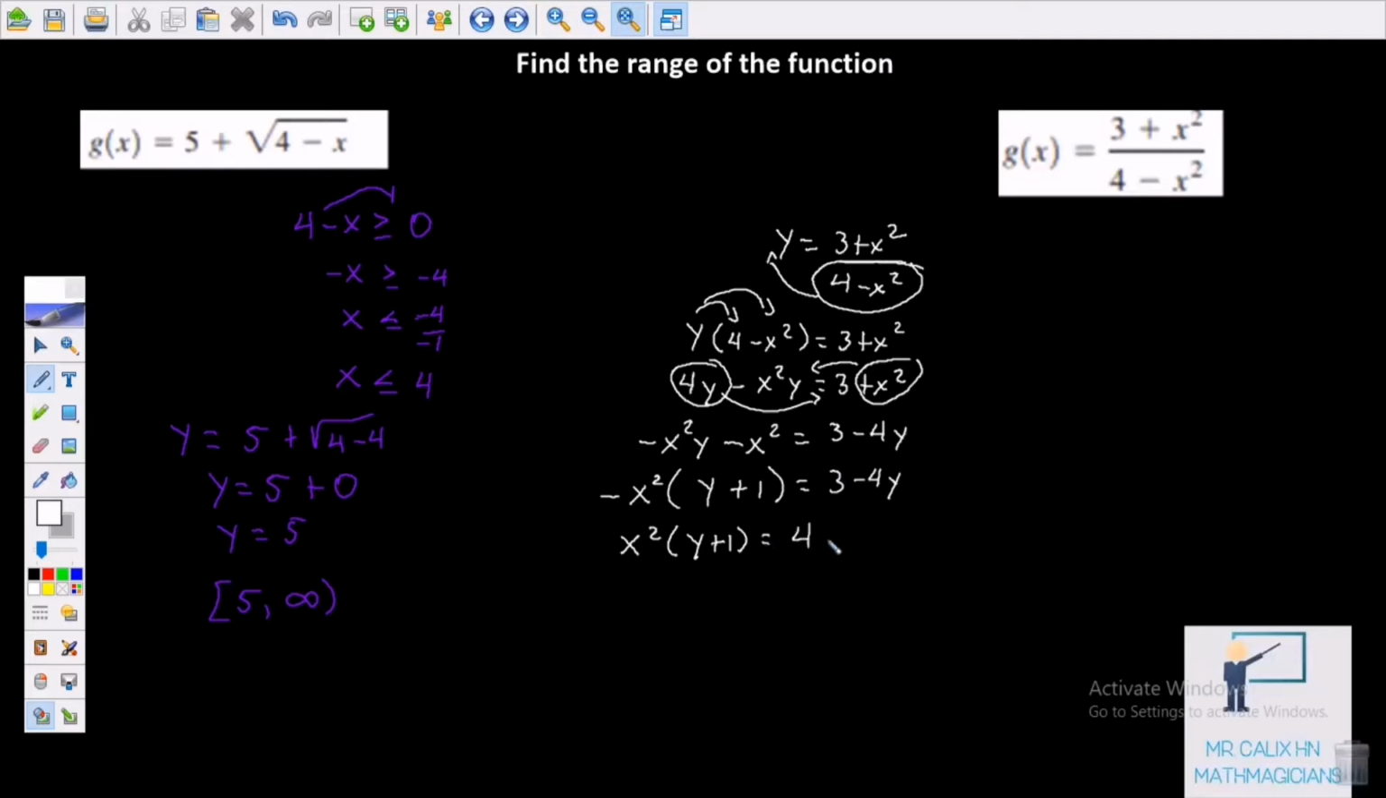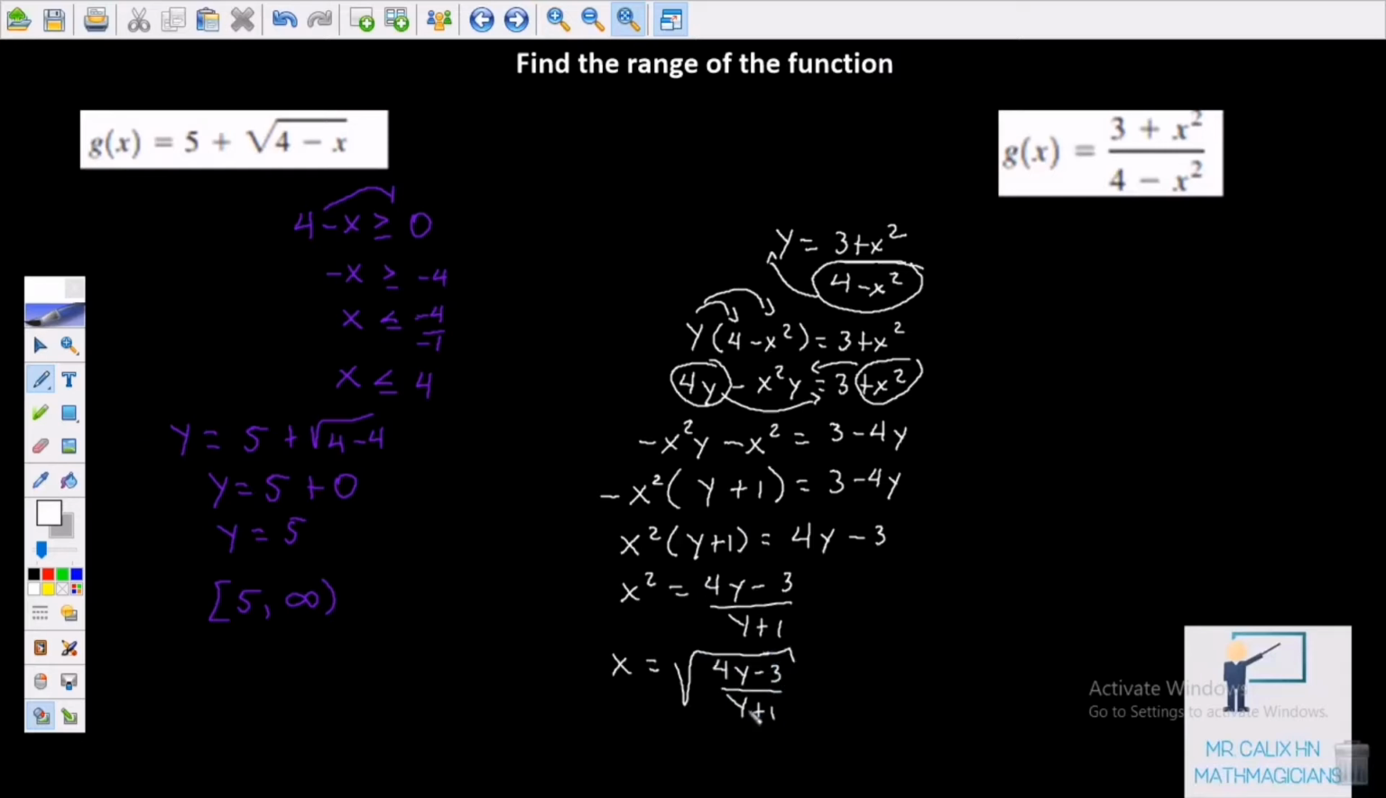That means that we're going to have 4y minus 3. The 4 becomes positive, the 3 becomes negative, because the negative moves to this side, dividing both numbers. Next step is to move the y plus 1 to the other side as a division. X squared equals 4y minus 3 over y plus 1. Next thing would be to send the square power to the other side as a square root. X is equal to the square root of 4y minus 3 over y plus 1.